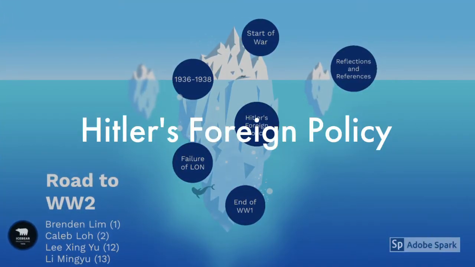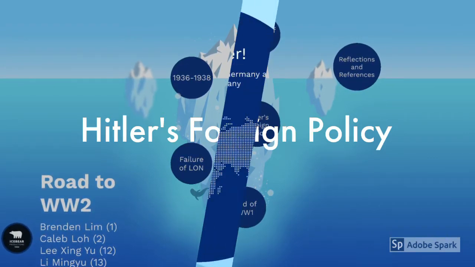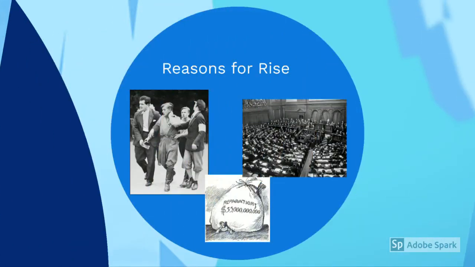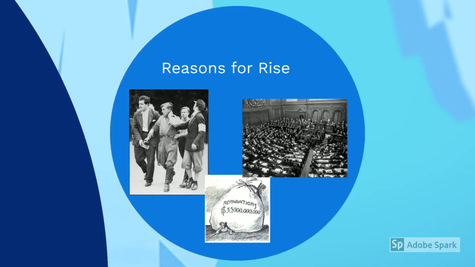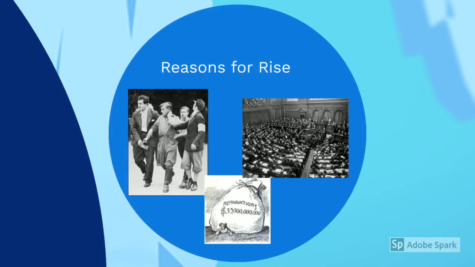Hitler, who took over Germany after World War I, had a foreign policy which was instrumental in starting the war. Hitler became the leader of Germany in 1934. Hitler rose to power playing on the sentiment of anger that was present in German society during that time. He targeted the incumbent government, the Weimar government, for being ineffective and inefficient due to their flawed constitution.